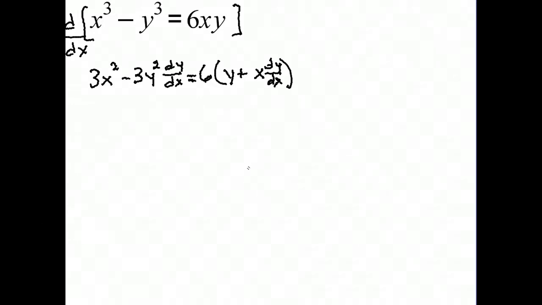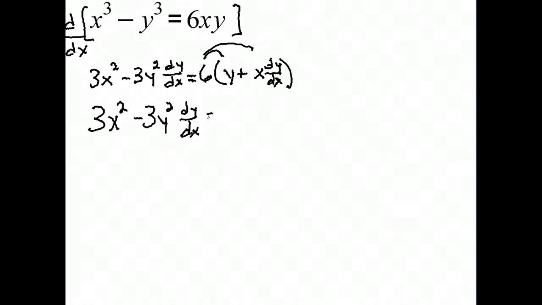Now at this point, we have to do a little bit of algebra, and we want to get everything together here. Okay, so if we distribute the 6 in through here, we're going to get 3x squared minus 3y squared dy dx is equal to 6y plus 6x dy dx.